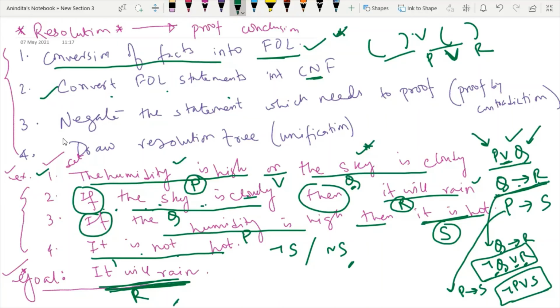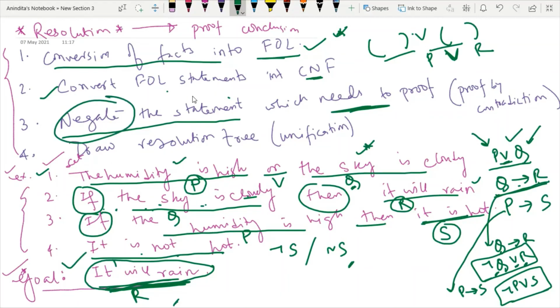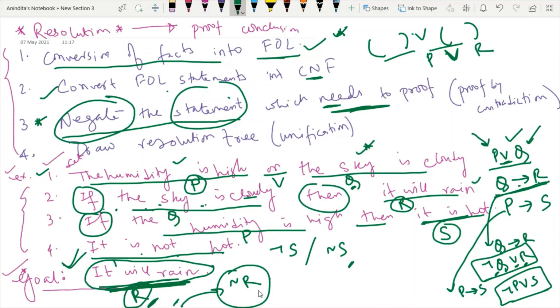Now, what is the meaning of step number 3? Negate the statement which we need to prove. What are we going to prove? This is the goal which is given to us. We have to prove this goal. So here it is written that negate the statement which we need to prove. So we need to prove R, therefore we have to negate this R. So we have to write not R. In simple words, whatever goal is given to you, you have to negate your goal. So since R is my goal, here I am negating the goal.